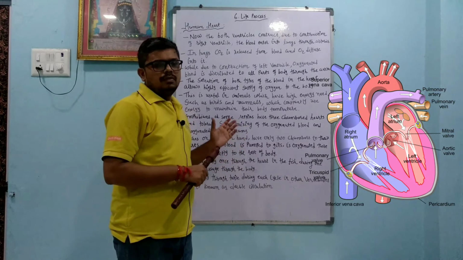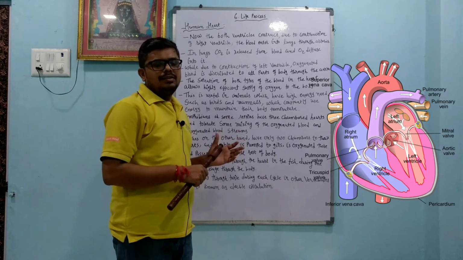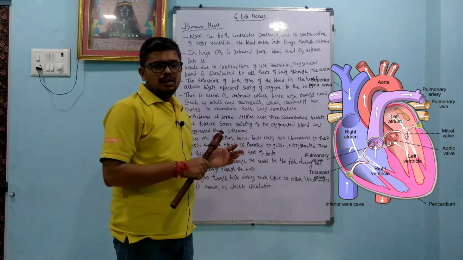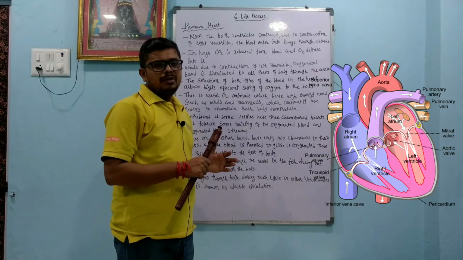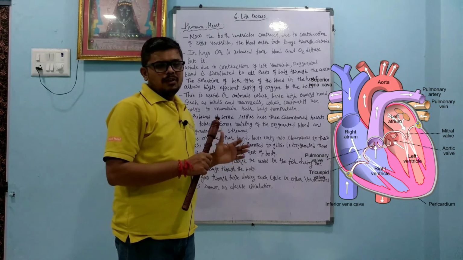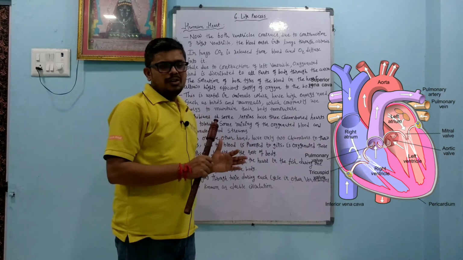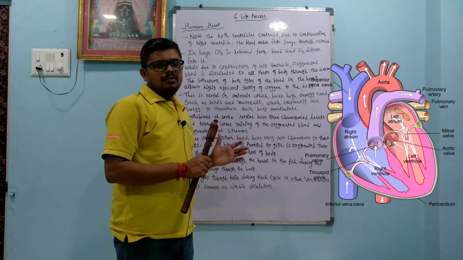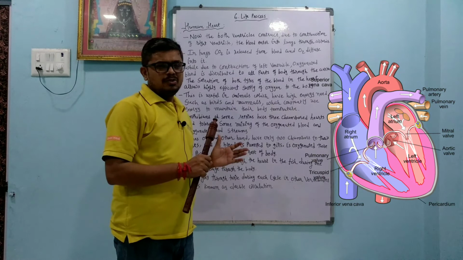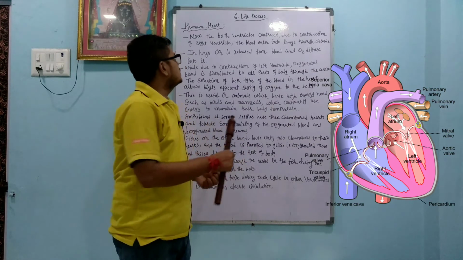When the right ventricle contracts, at that time the deoxygenated blood goes to the lungs, and when the left ventricle contracts, what happens? The blood goes to the different parts of the body, because the left ventricle contains oxygenated blood, whereas the right ventricle contains deoxygenated blood. So deoxygenated blood is going to the lungs.